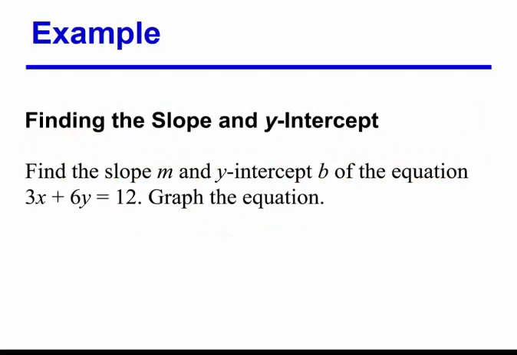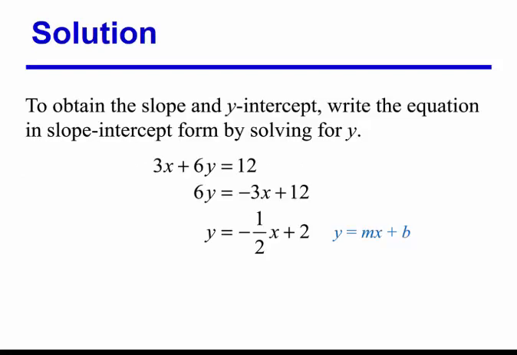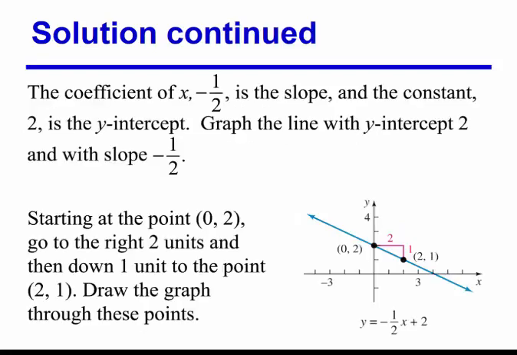So finding the slope and the y-intercept. So we're going to find the slope m and y-intercept of the equation 3x plus 6y is equal to 12. We're going to graph the equation. So in this case, what we do is we write it in slope-intercept form. So we solve for y. So we subtract 3x from both sides, and then we divide by 6, and we end up with negative 1/2 x plus 2. And in this case, the slope ends up being negative 1/2, and the y-intercept is 2. And we can actually go ahead and graph that.